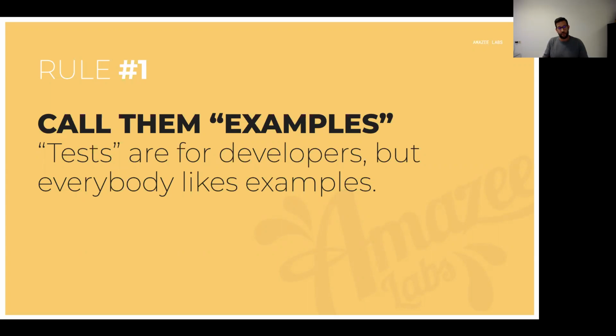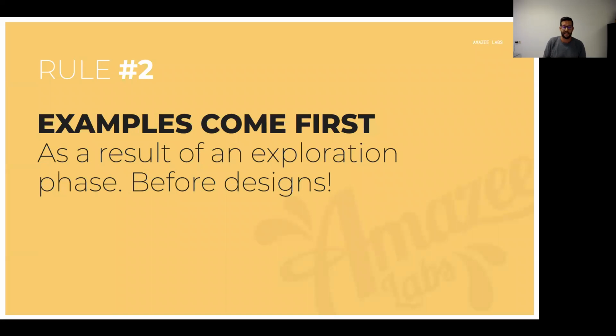And as soon as you start calling it that way, this also paves the way for rule number 2, which is these examples come first. They are not something that developers write when they start to implement the application. They should be the result of the exploration phase at the very beginning, where you define what problem you are about to solve. And the most important part here, and that's what I've seen most often go wrong, is that they should be defined before the designs. They are the definition designs have to be based on, because they define the problem.